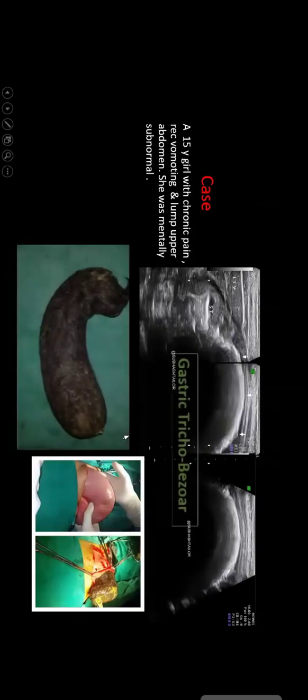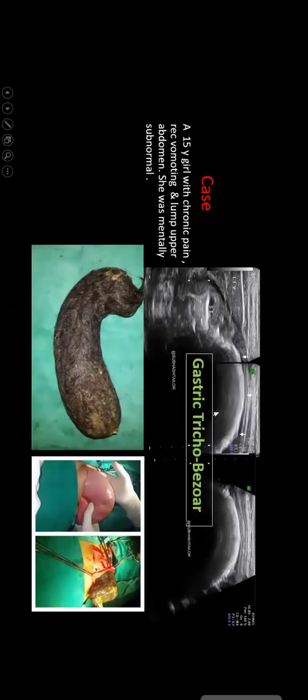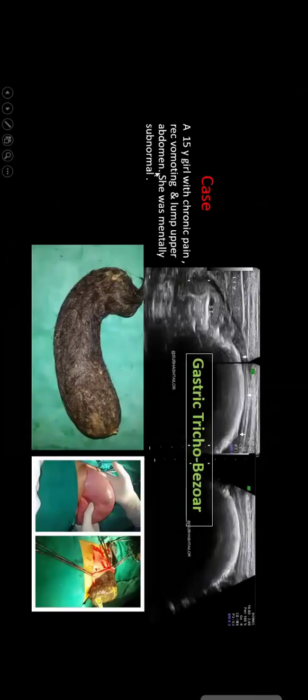It was operated and a large bezoar was found. So bezoars are seen. This is a trichobezoar, basically. The mentally subnormal child had a habit of recurrent ingestion of hair, her own hair, and there is formation of a bezoar within the stomach, taking its shape. So a bezoar is seen as an echodense mass within the bowel with distal obscuration.